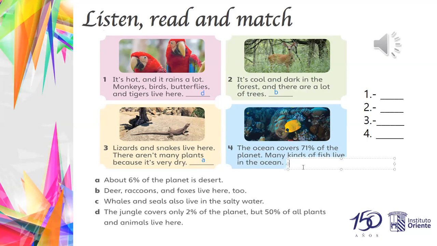And the last one. The ocean covers 71% of the planet. Many kinds of fish live in the ocean. And the correct answer is letter C. Whales and seals also live in the salty water. Okay, guys? Yes? Is it correct? Okay, so we have to continue with the next one. Yes. So let's continue with the next activity.